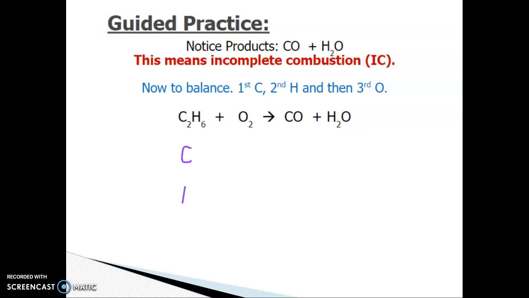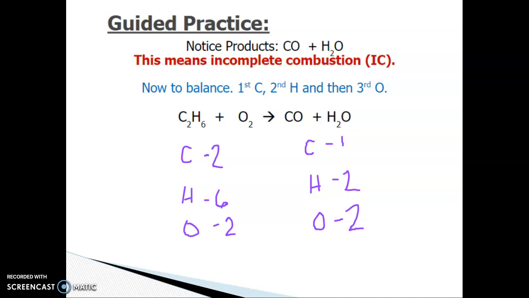C, H, and O. C, H, and O. All right, so we've got 2 carbon, 6 hydrogen, 2 oxygen, 1 carbon, 2 hydrogen, and 2 oxygen, because we've only got 1 in the carbon monoxide and 1 in the water.